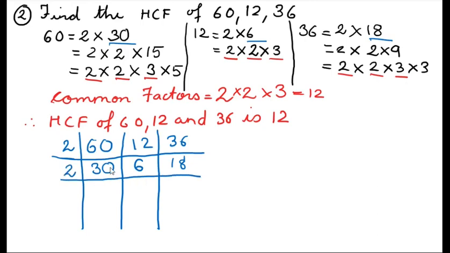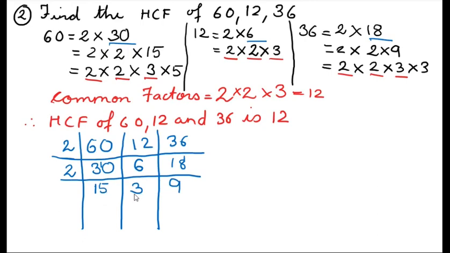So, we will write here 2 as a common prime factor. 2 times how much is 30? 2 fifteens are 30. You can see here. So, 2 ones are 2, 1 is remaining, and I will write it here. It will give us 10, since 2 fives are 10. Now, 2 threes are 6. 2 nines are 18. Is it easy?